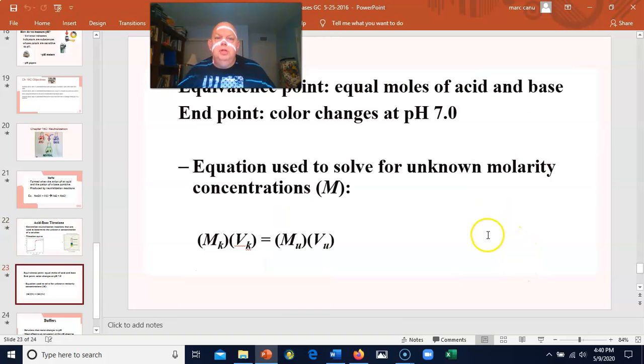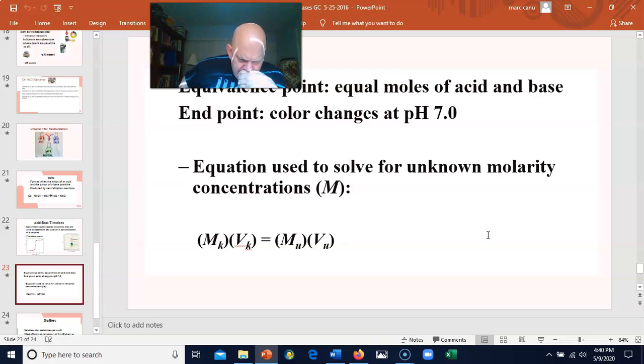So, equivalence point. The equivalence point is equal moles of acid and base, whereas the end point is when the color changes at pH of 7.0. Can they be the same? Yes. Are they always the same? No. Wait, what?